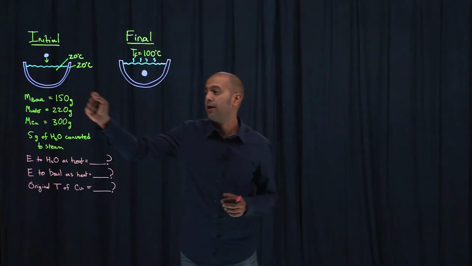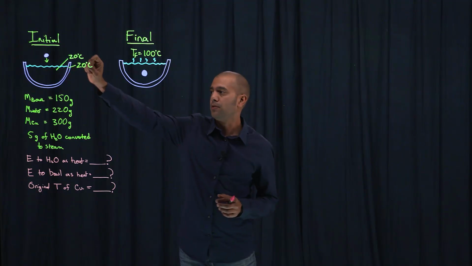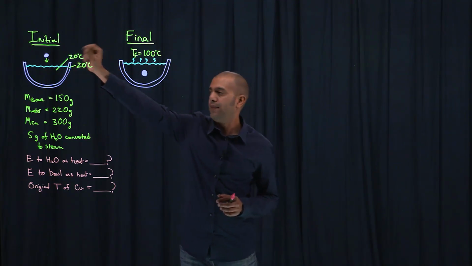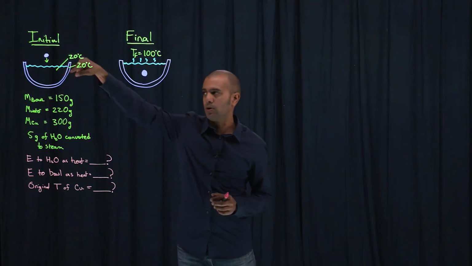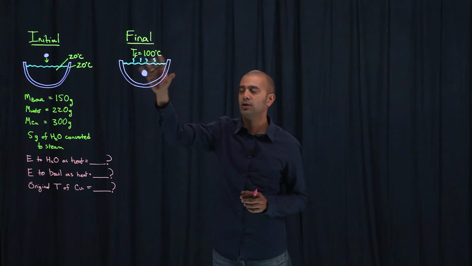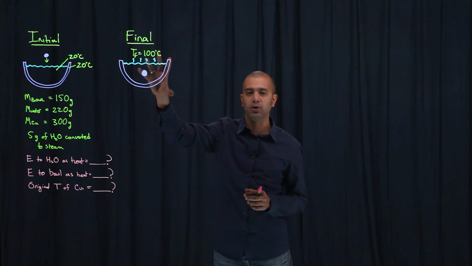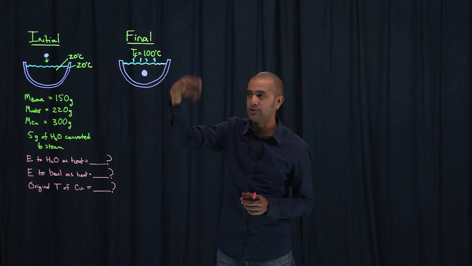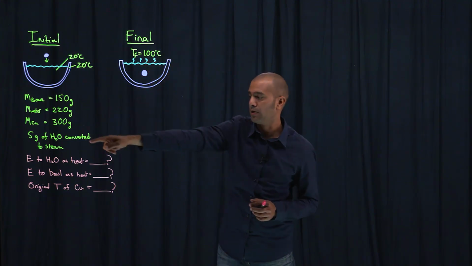So in this problem, we have a copper bowl full of water. The copper bowl and the water are both at 20 degrees Celsius initially. And then a copper cylinder is dropped into the water, and this copper cylinder is very hot. Once it's dropped in, temperature starts to change, and then after a little bit of time, everything equilibrates to 100 degrees Celsius. And then also it tells us that during that process, some of the water has been boiled off to steam.